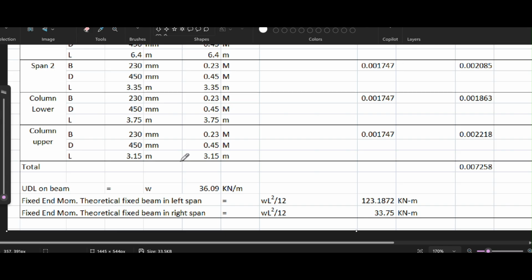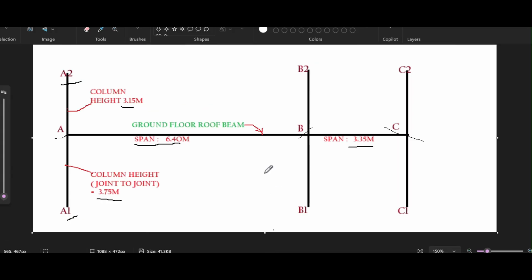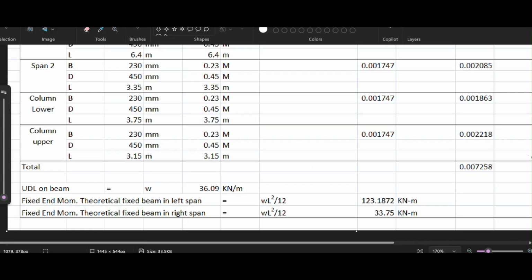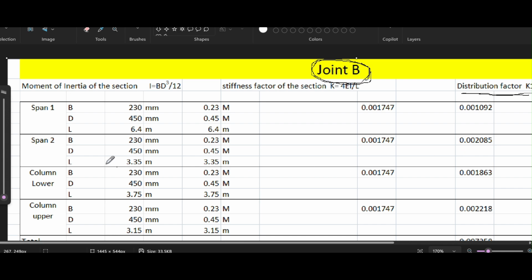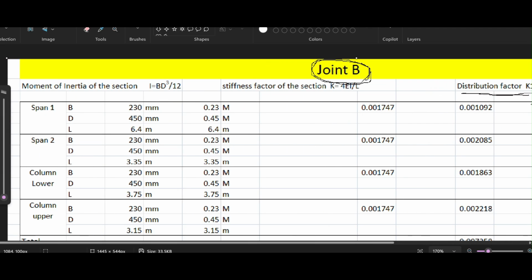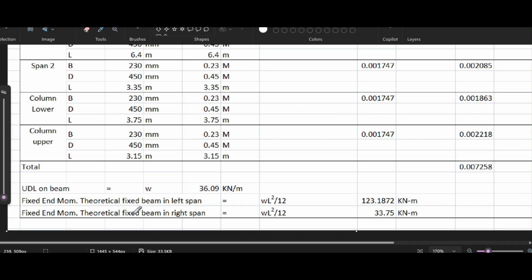Here there are two horizontal beams, one on the left side and another on the right side. See here, this is B, left side one span, right side one span, upper column, lower column. These things are required to be noted. As far as B is concerned, we have four members: span 1, span 2, upper floor column, lower floor column. For these, we are finding the distribution factor and the fixed end moment in both the spans. For both the spans, with the same formula, the value is this much.